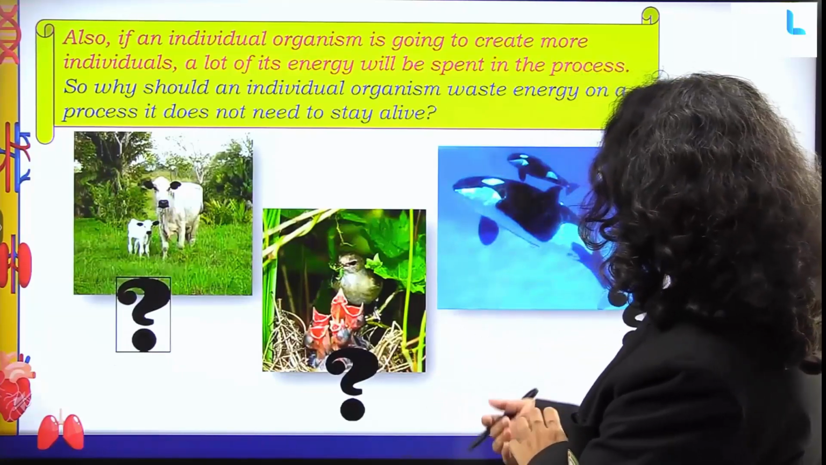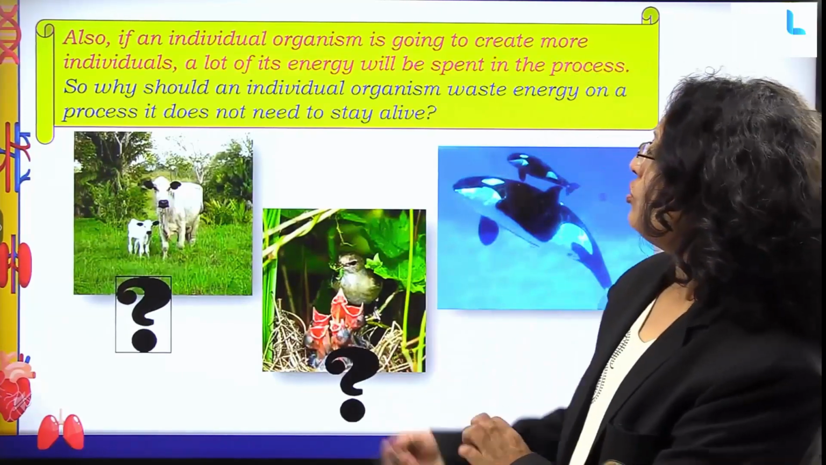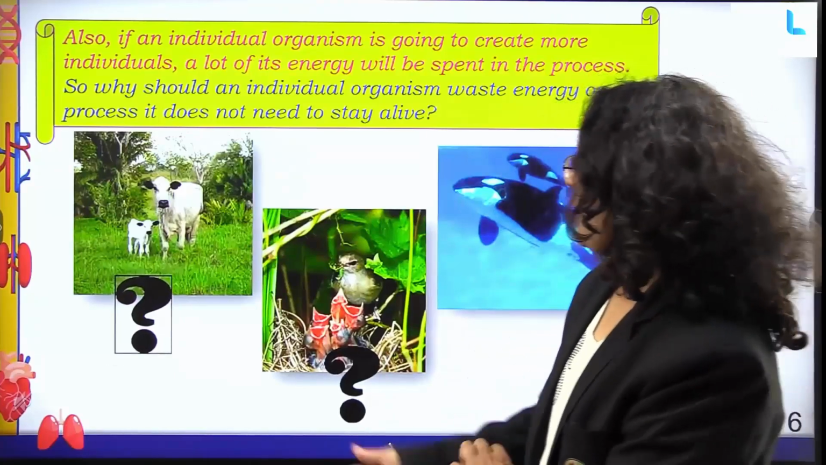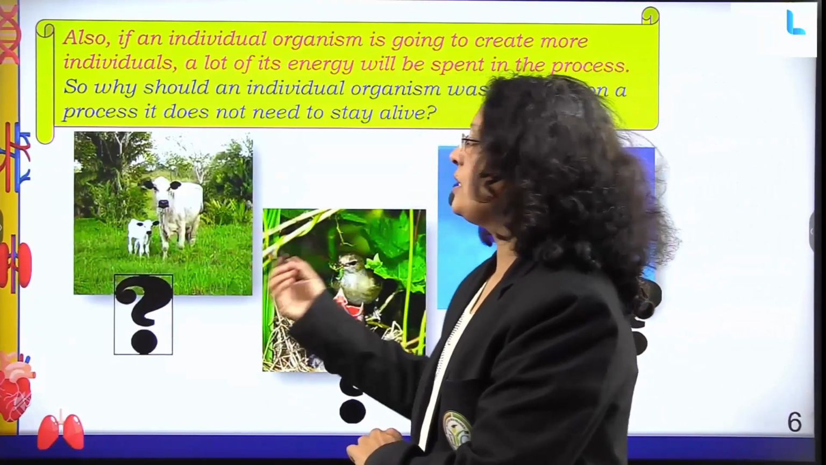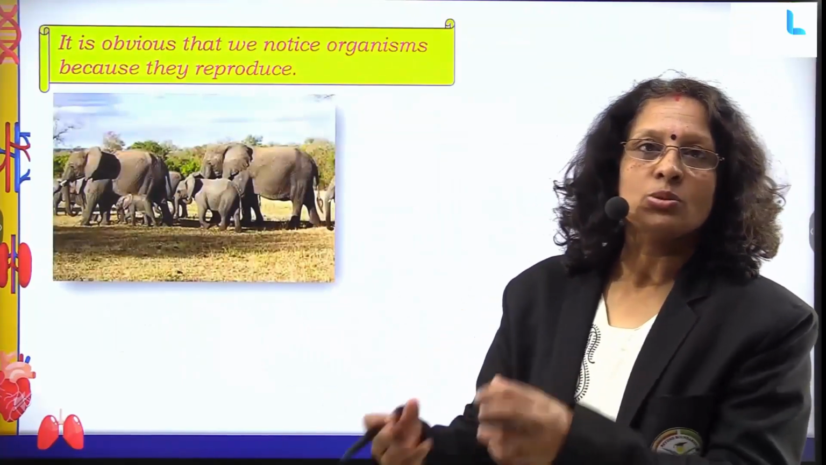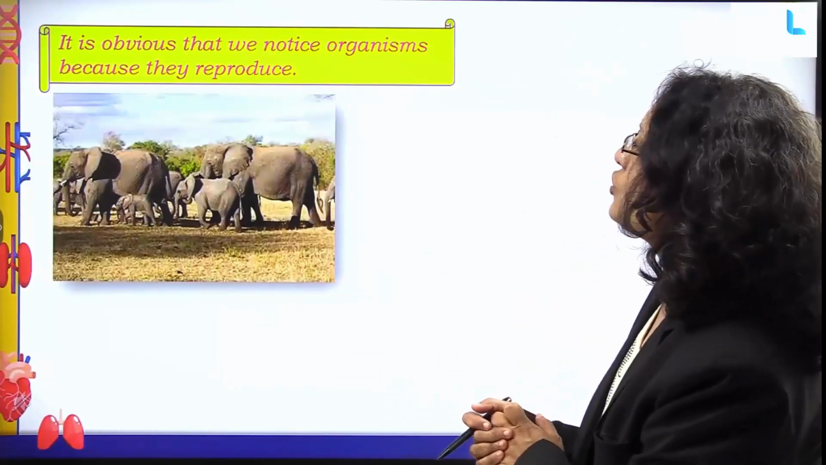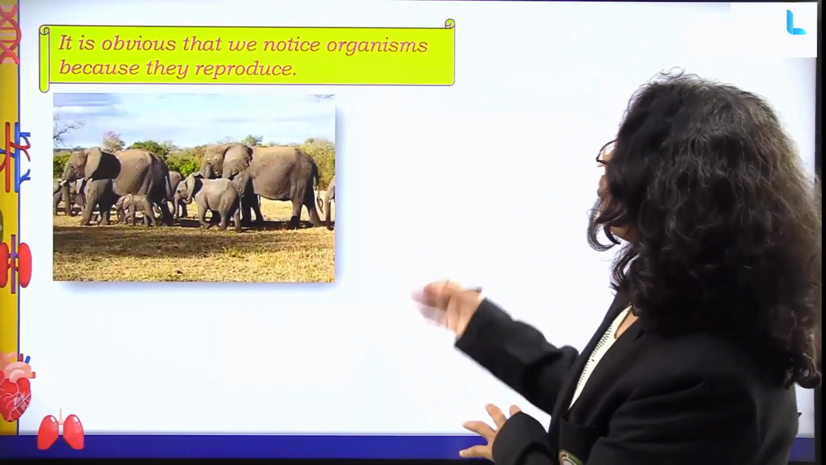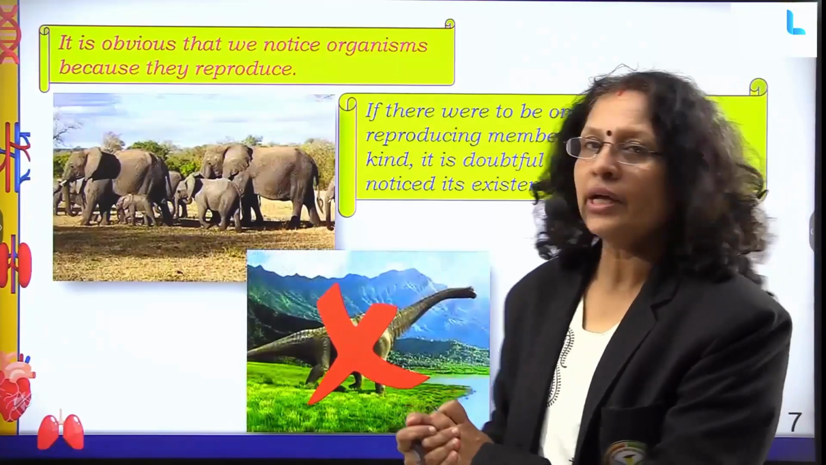That is why there are different ways to reproduce their kind. You can see the cow giving birth to a baby cow. Birds lay eggs, which are hatched, and the next generation comes out. We notice organisms because they reproduce.